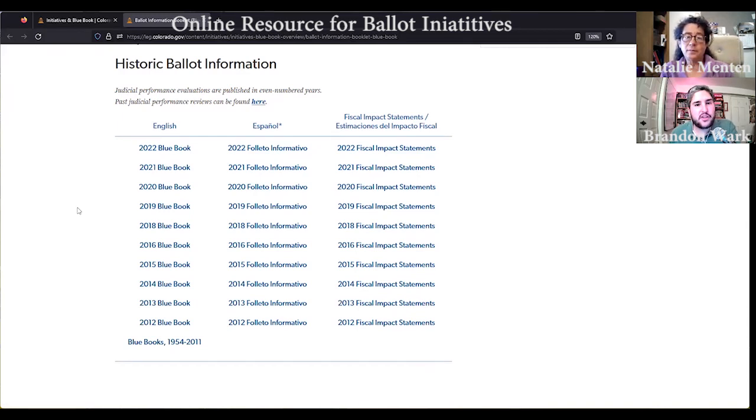And also, if you're looking to get involved to support or defeat future ballot initiatives, looking at that language that was in the Blue Book and seeing if that initiative passed or failed during that election cycle, and really being able to dig down and say, hey, how did they frame this argument to the voters? Did this have an impact in terms of this initiative passing or failing?